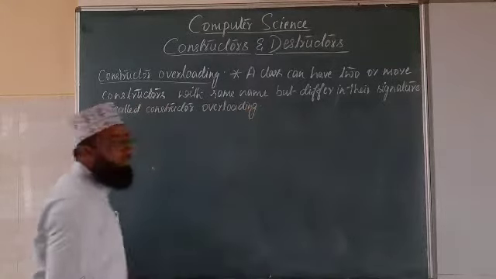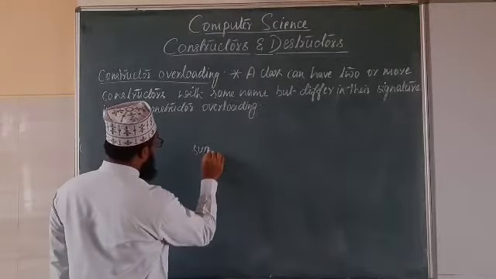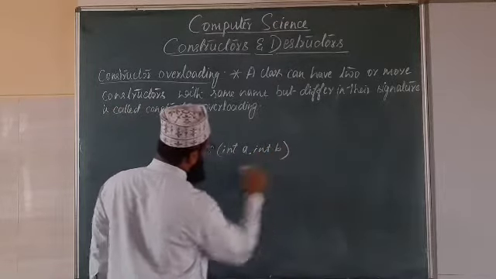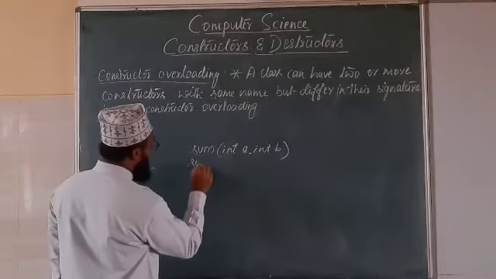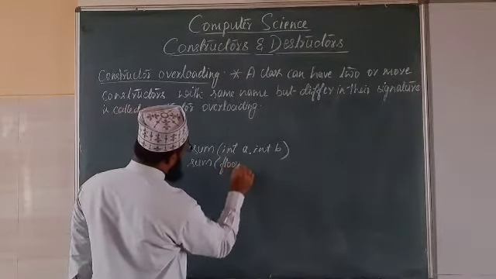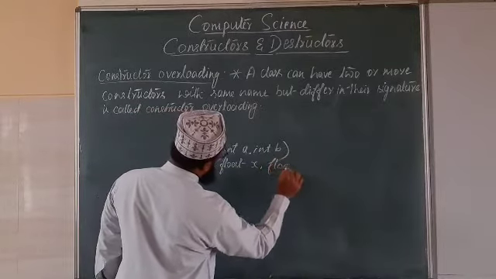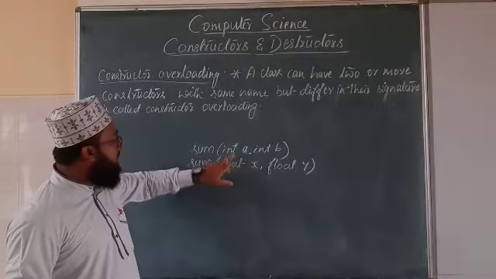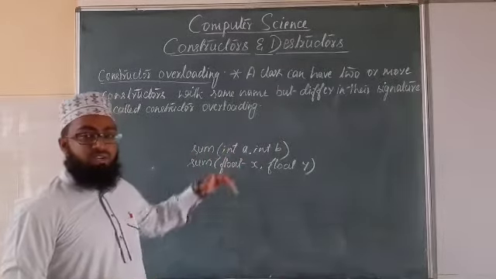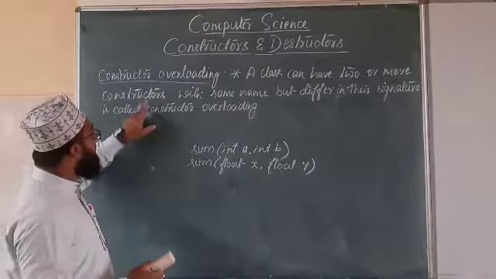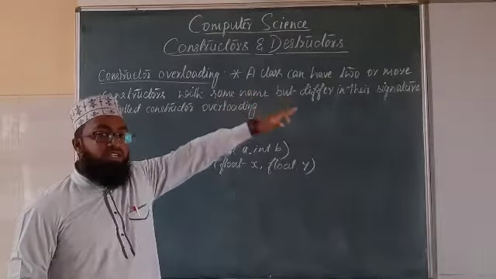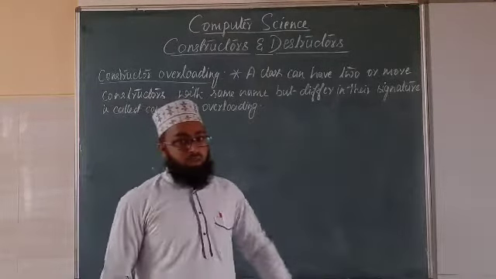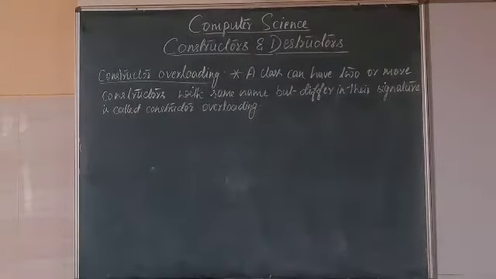As we have discussed in function overloading, functions have the same name but different argument lists and return types. Same function name, but the argument list and the return types are different. This is called function overloading. Same like this, here the constructors have the same name but different signatures. It is called constructor overloading. Now I am going to give you the syntax of constructor overloading and an example.